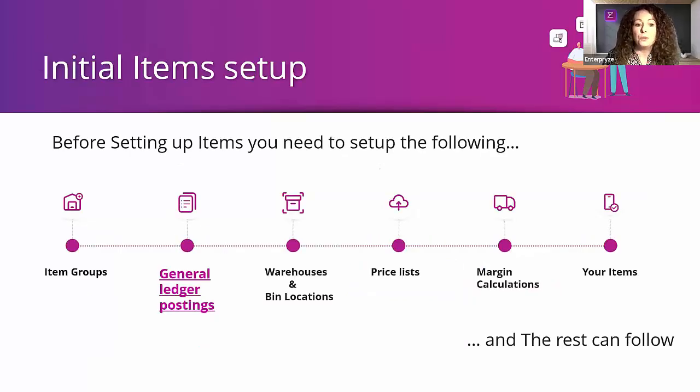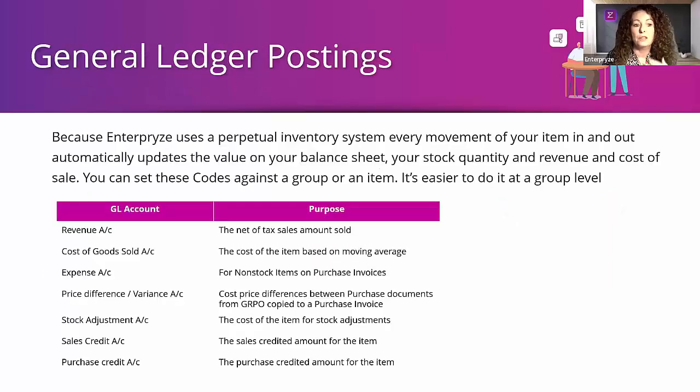So what do the general ledger postings look like? Let's just remind you here. This is when you drill into an item group: what do I get to define? What do I get to assign in terms of the GL account postings? Again, this is all based on the fact that we're using perpetual inventory, so it simply automates those values going in and out of the balance sheet and of course the P&L.